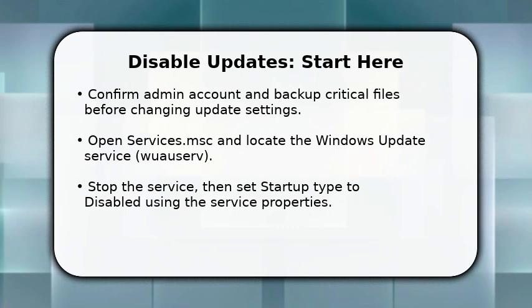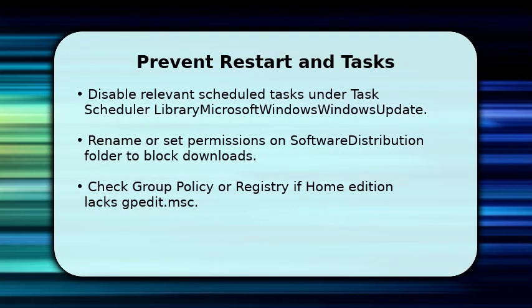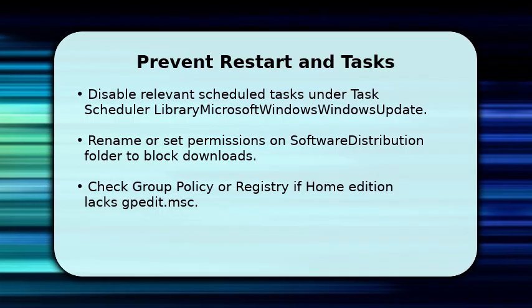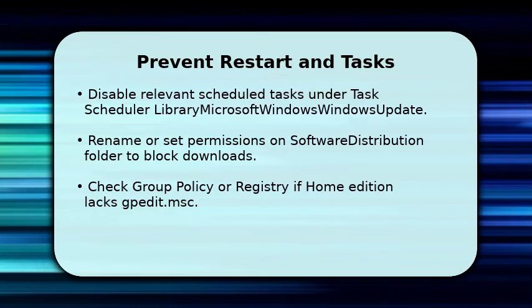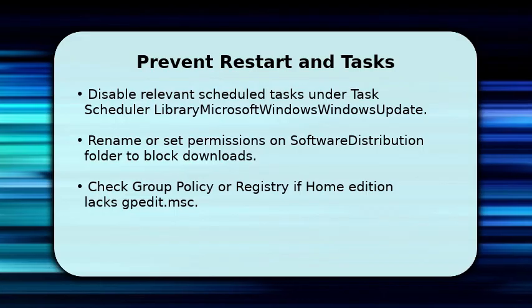easy method. Next, you'll remove secondary triggers so updates don't restart on their own. Open Task Scheduler and disable tasks in Microsoft/Windows/Windows Update and Update Orchestrator. Then navigate to C:/Windows/SoftwareDistribution. Stop the service if needed and rename the folder or adjust NTFS permissions to prevent new files. Make sure to disable Update Orchestrator tasks that recreate scheduled jobs.